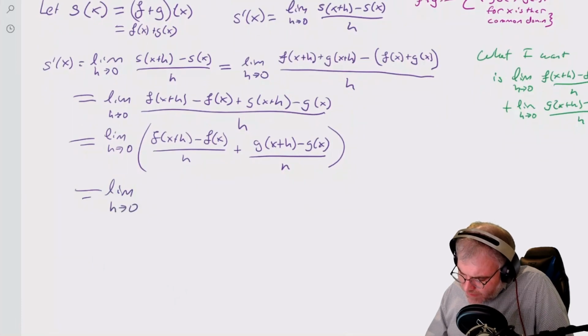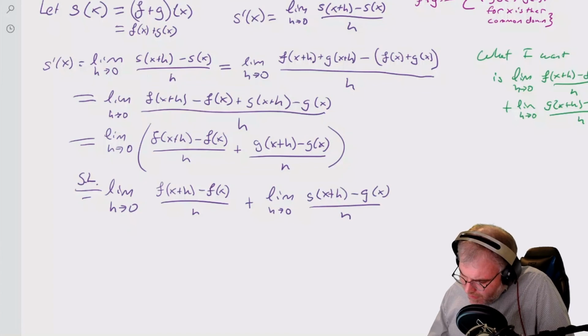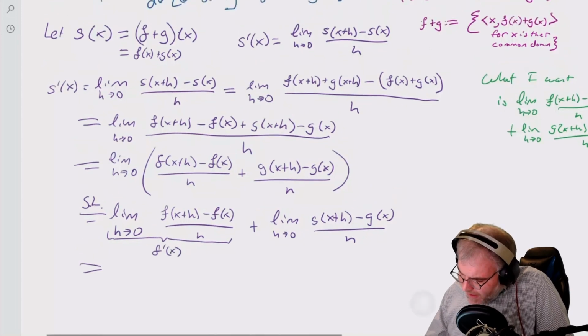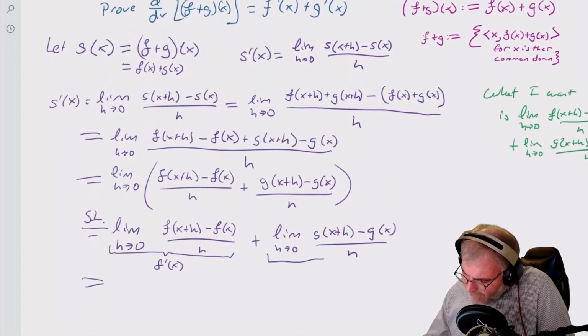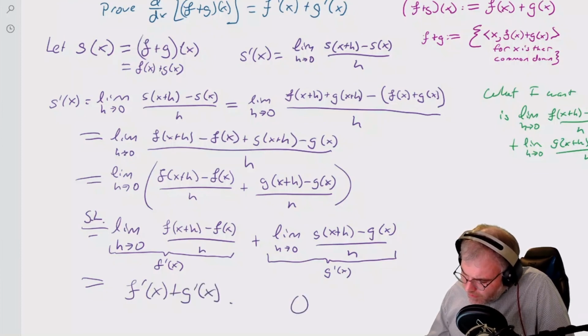And now I'm going to attach the sum law. So by the sum law, since both of these derivatives exist, we have the limit as h goes to 0 of f of x plus h minus f of x all over h, plus the limit as h goes to 0 of g of x plus h minus g of x all over h. And this right here is the definition of f prime of x, and this right here is the definition of g prime of x. So this whole thing equals f prime of x plus g prime of x. QED.